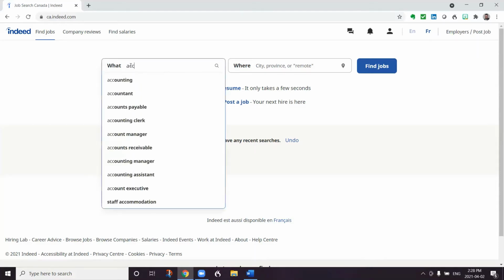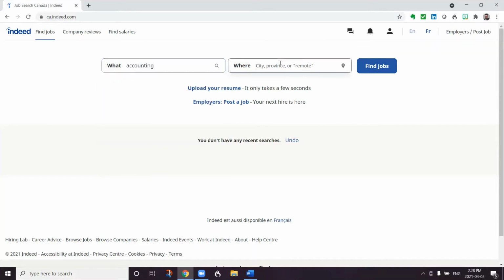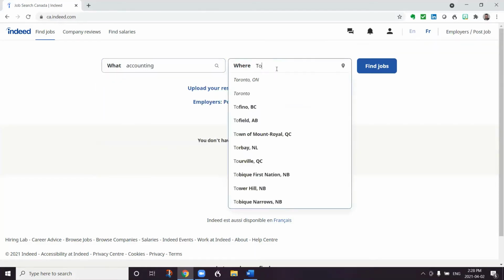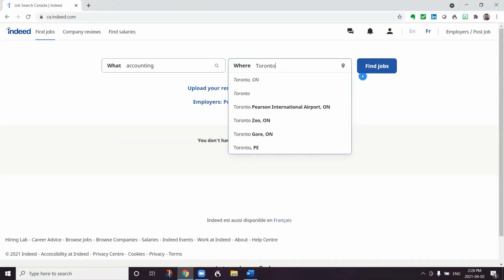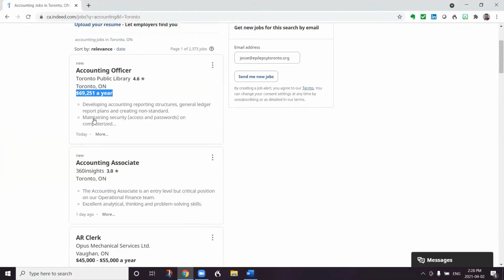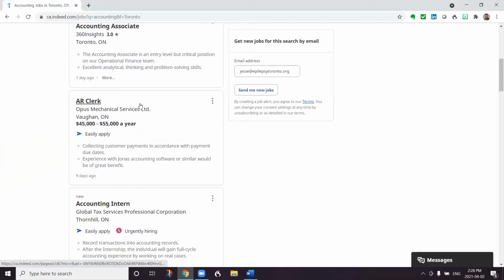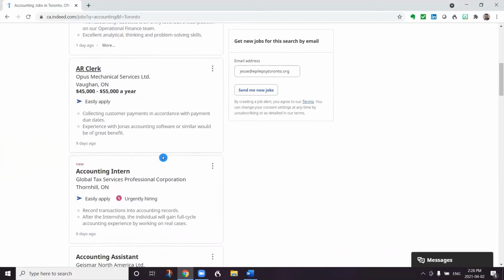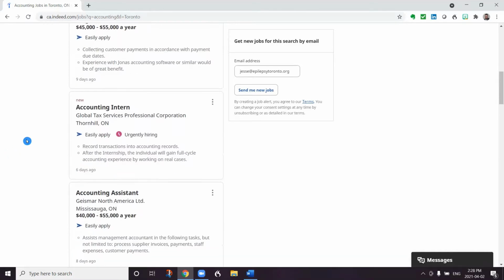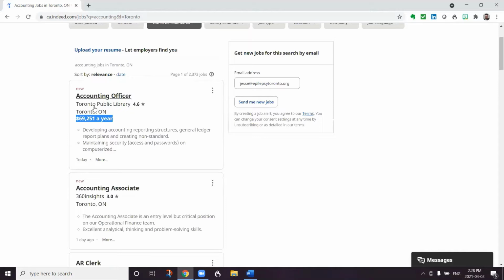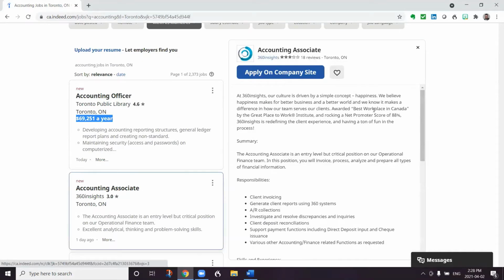So we're just going to put that in there, accounting. And we are from Toronto, so we're going to put that in there. And find jobs. Then you've got AR as well, so that's accounts receivable, and down here we've got accounting intern, urgent hire. This is a new feature in Indeed. So we're just going to stick up here and go with maybe accounting associate, and you're going to want to pull some duties here.